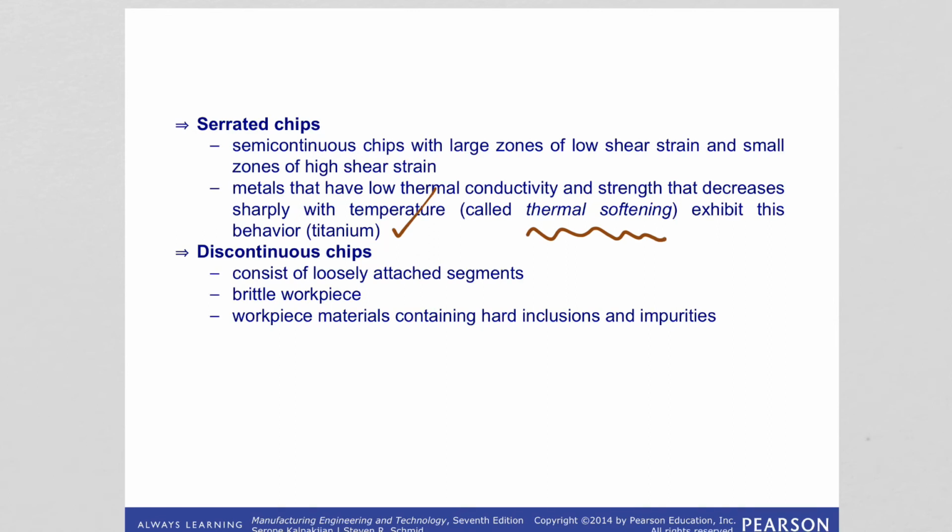Also, this type of chip is observed when you have a brittle workpiece, because they don't have the capacity to undergo the high shear strains encountered in machining. Also, workpiece materials that contain hard inclusions and impurities show discontinuous chips.